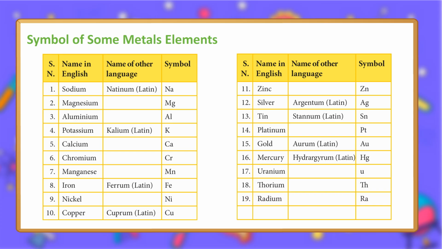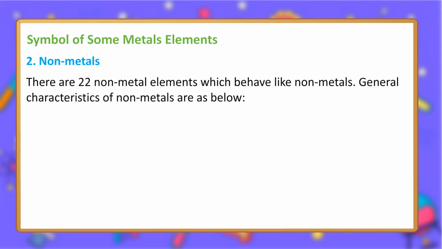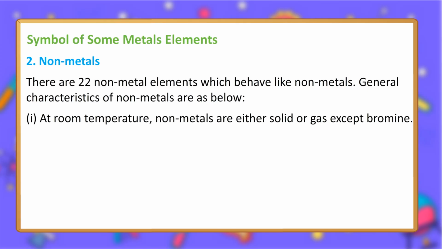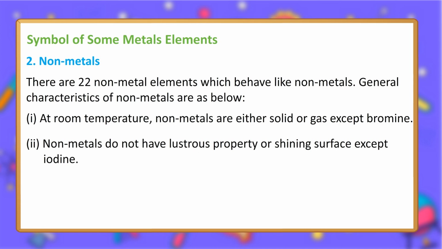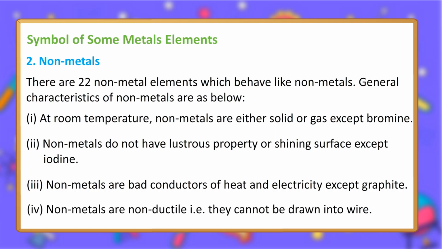19. Radium, Ra. 2. Non-metals. There are 22 non-metal elements which behave like non-metals. General characteristics of non-metals are as below. 1. At room temperature, non-metals are either solid or gas except bromine. 2. Non-metals do not have lustrous property or shining surface except iodine. 3. Non-metals are bad conductors of heat and electricity except graphite.